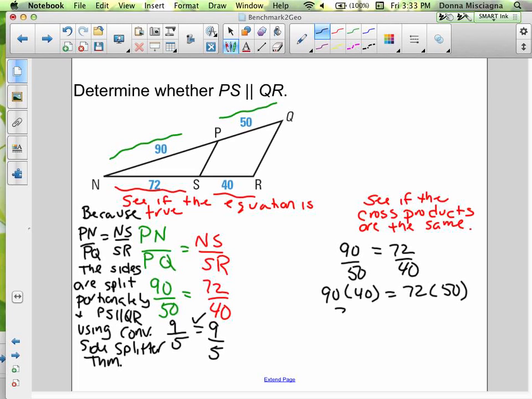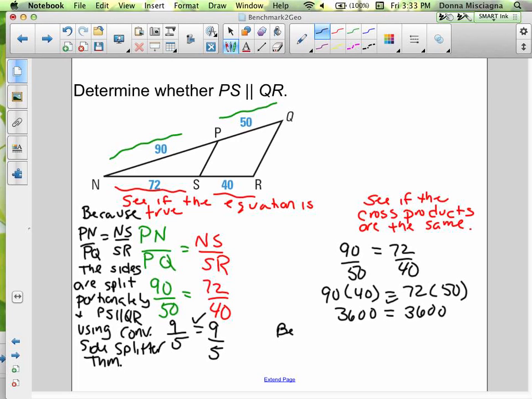This one's easy. That's 3,600. And then 72 times 100 would be 7,200. 50 is half of that, so it's going to be 3,600. And you can check my math if you want to. That does check out.